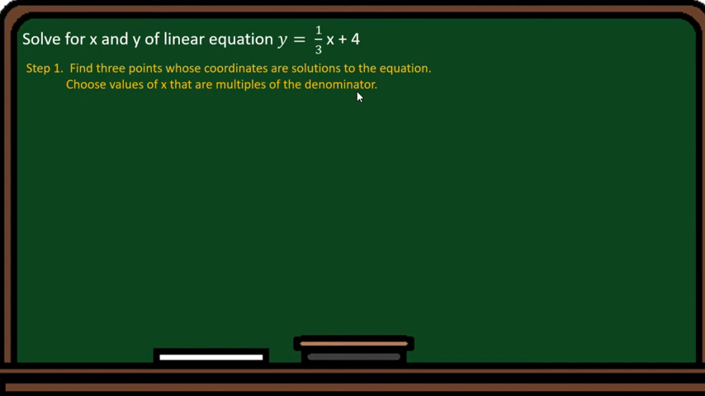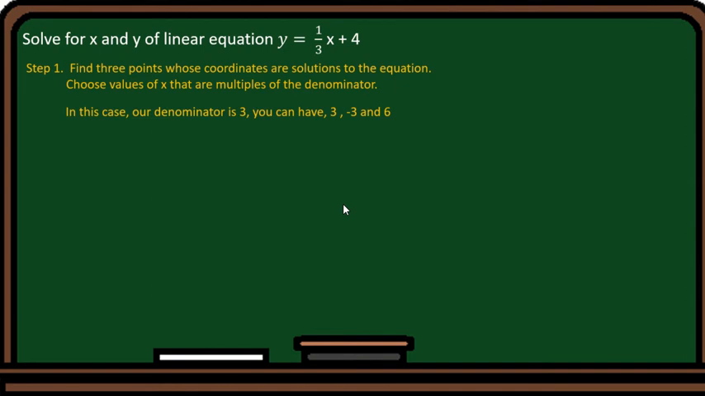Choose values of x that are multiples of the denominator. So when we say multiples of the denominator, it means your denominator can divide them. In this case, our denominator is 3. So we can have the multiples of 3, which are 3, 6, 9, 12, and so on. We can also have negative numbers: negative 3, negative 6, negative 9, negative 12, and negative 15.